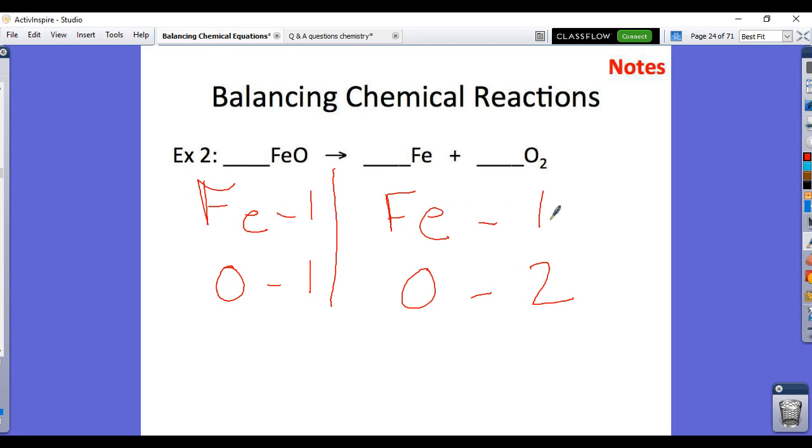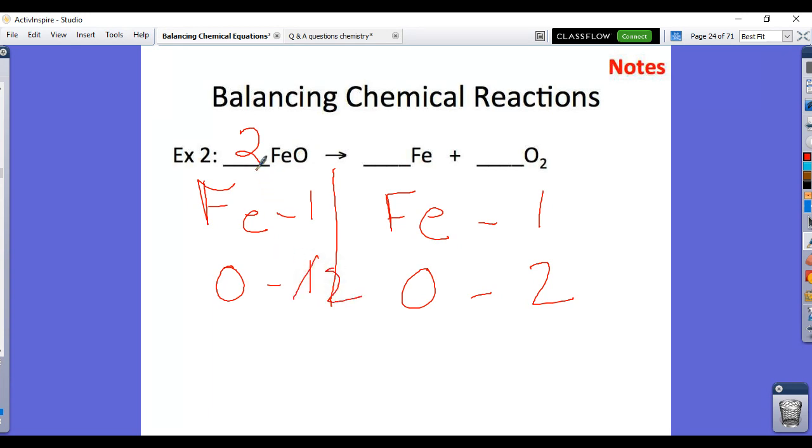So right now my iron is looking good, but my oxygens aren't. So I've got to get this oxygen to equal 2. Again, I can't put a subscript after the oxygen. The only thing I can do is put the coefficient in the front. So what times 1 gives me 2? Well, that's a 2. So 2 times 1 oxygen gives me 2.